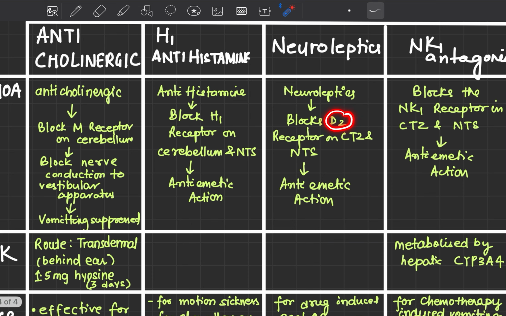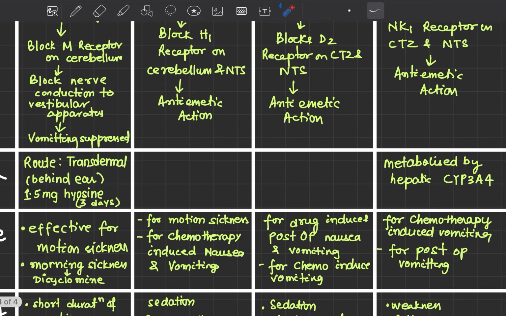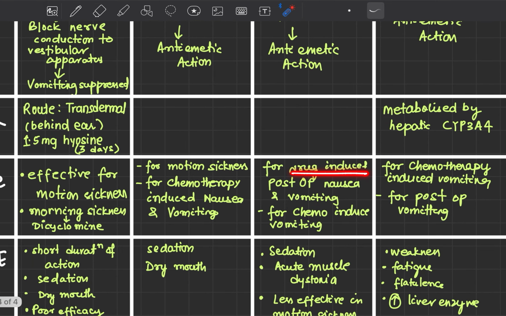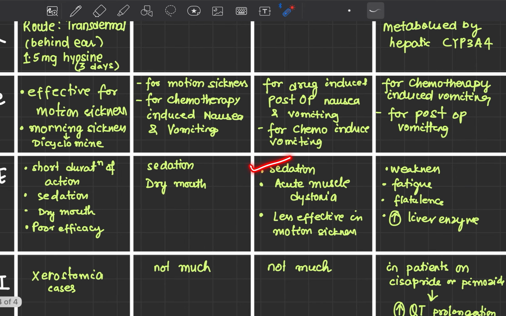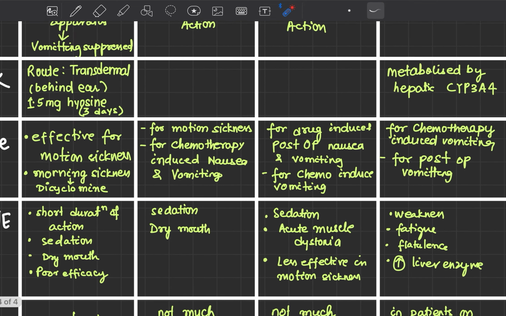Neuroleptics block the D2 receptor on the CTZ and NTS. Antiemetic action is seen. It's given for drug-induced and post-op nausea and vomiting. After the operation, because of certain drugs, the patient tends to vomit, so we have to suppress that, and the same for chemo patients. Adverse effects are sedation, acute muscle dystonia, and it is less effective in motion sickness.